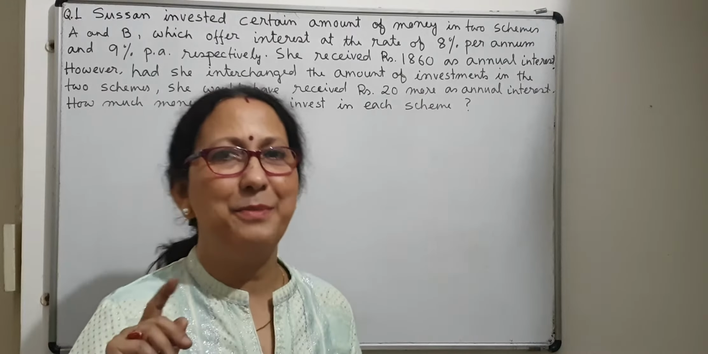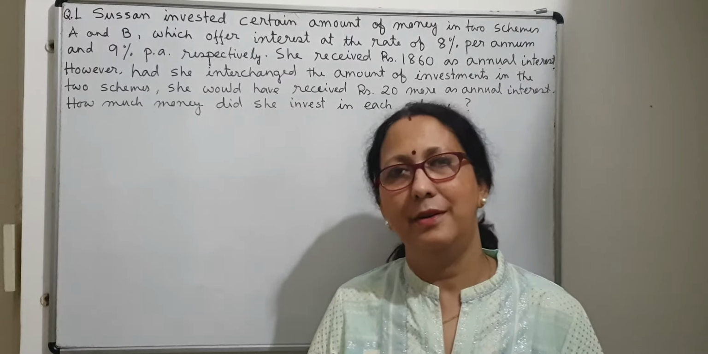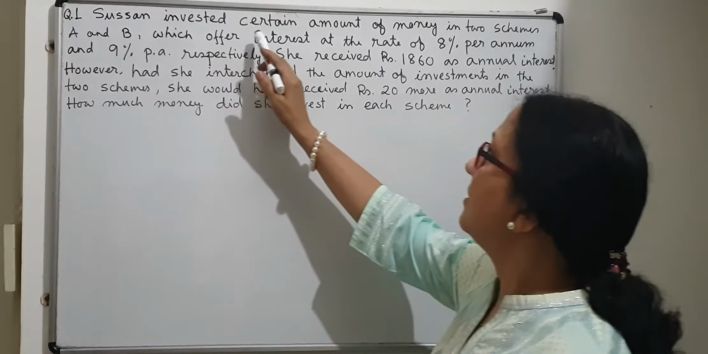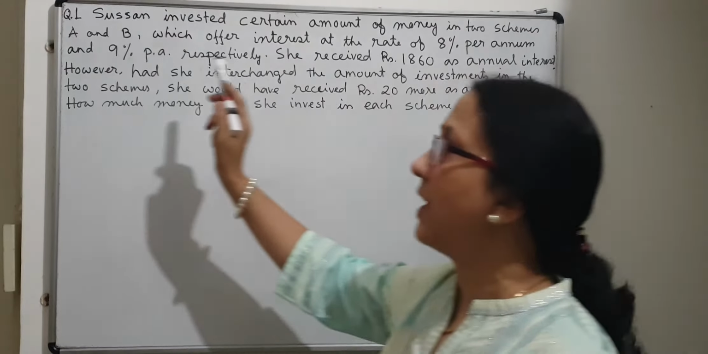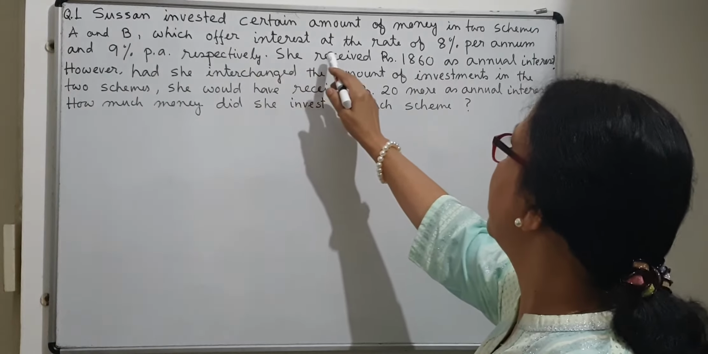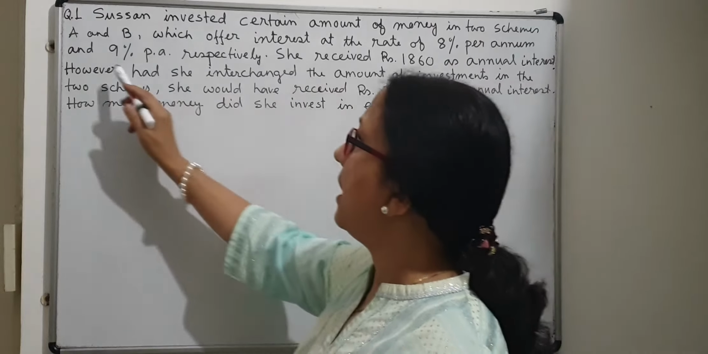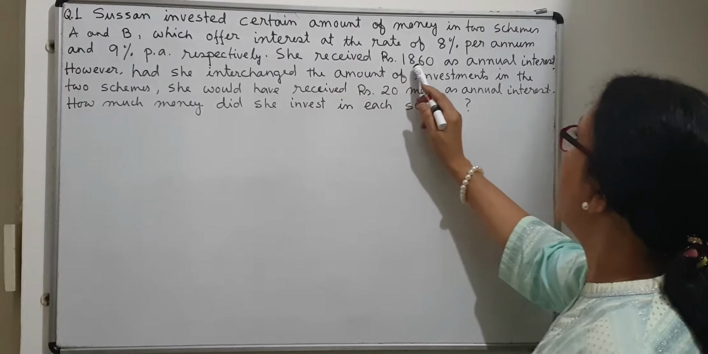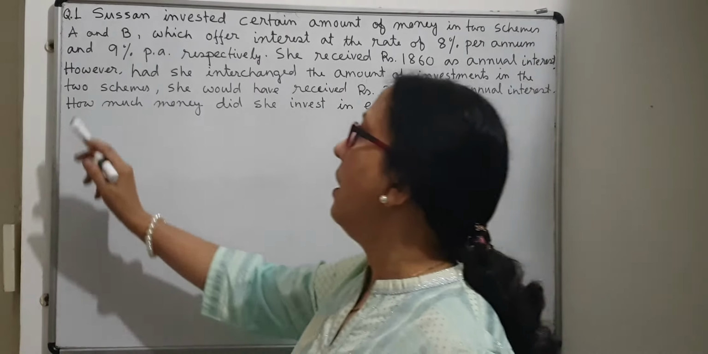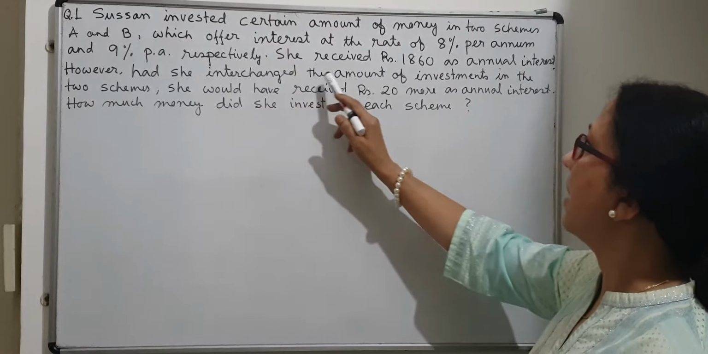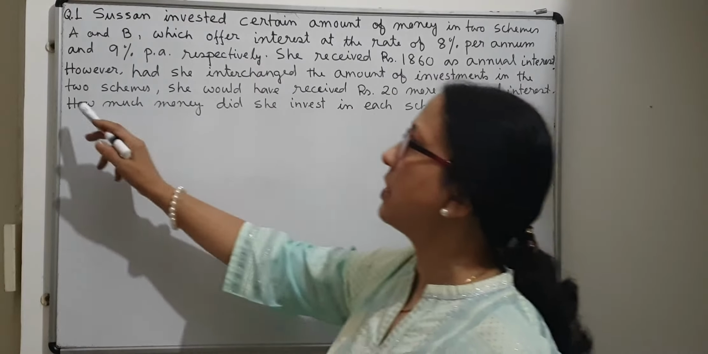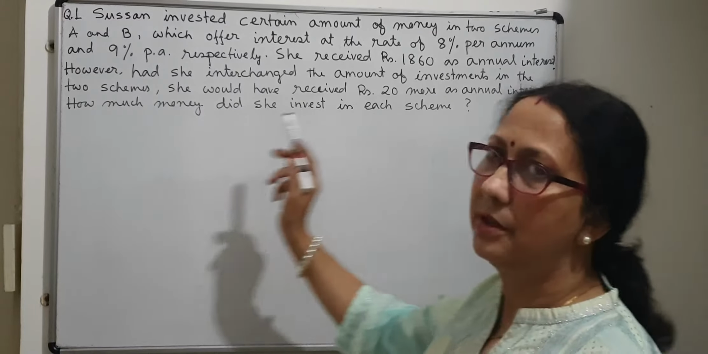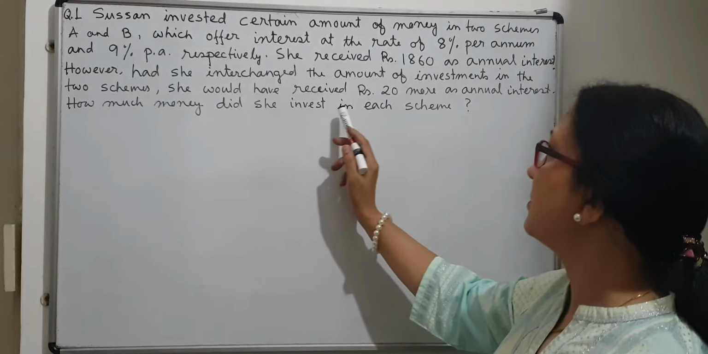Hello. So today I'll be solving some questions from NCERT Exemplar. The first question that I've taken: Susan invested a certain amount of money in two schemes A and B, which offer interest at the rate of 8% per annum and 9% per annum respectively. She received rupees 1860 as annual interest. However, had she interchanged the amount of investments in the two schemes, she would have received rupees 20 more as annual interest. How much money did she invest in each scheme?